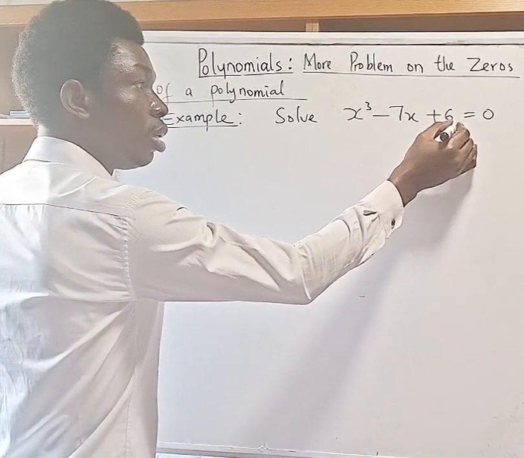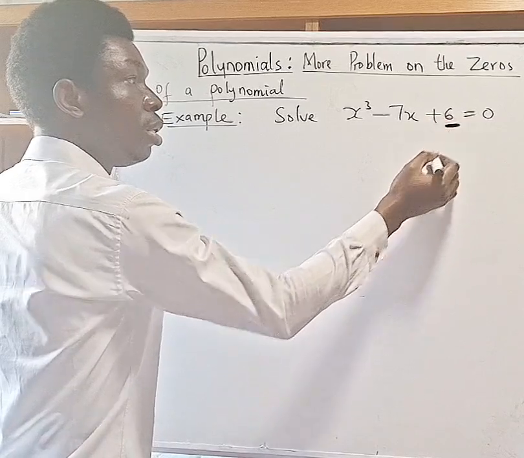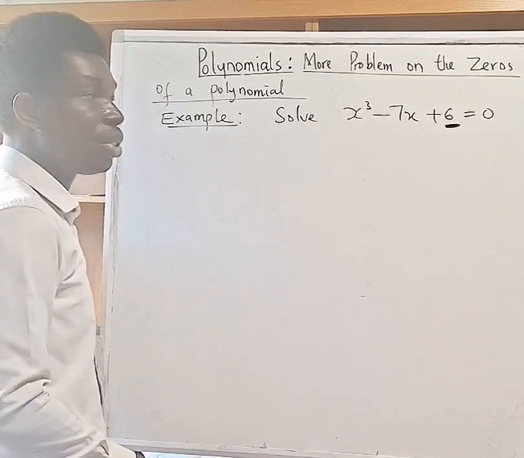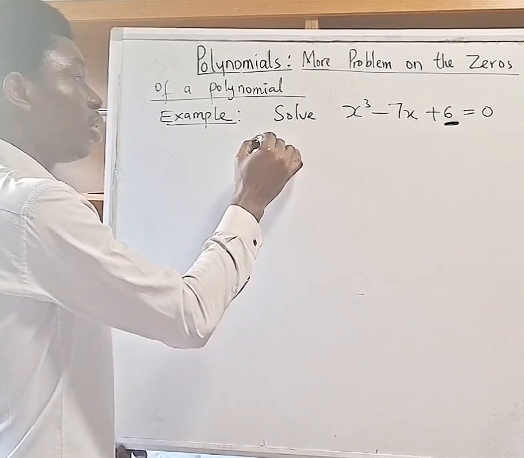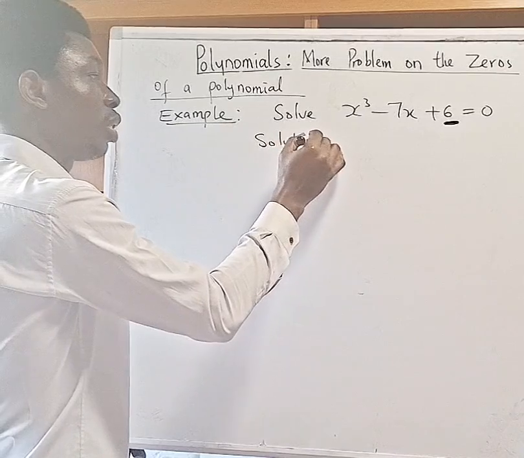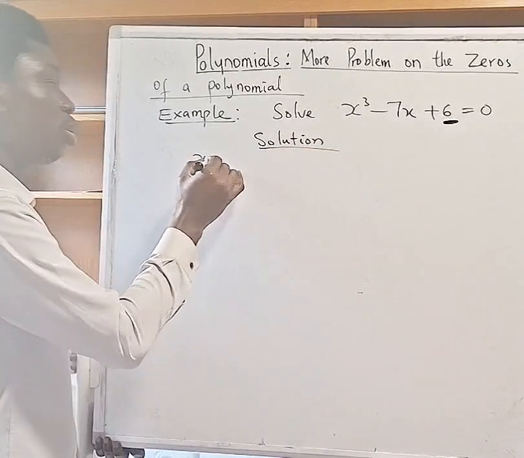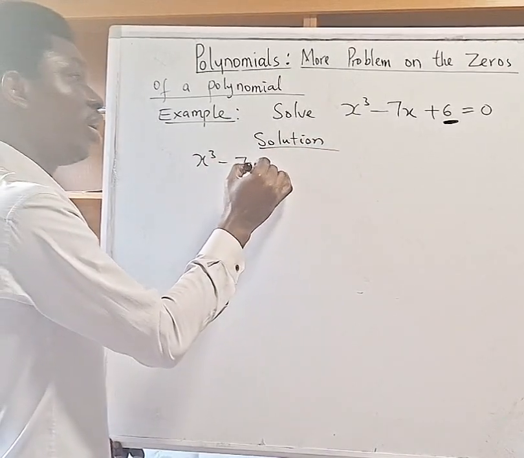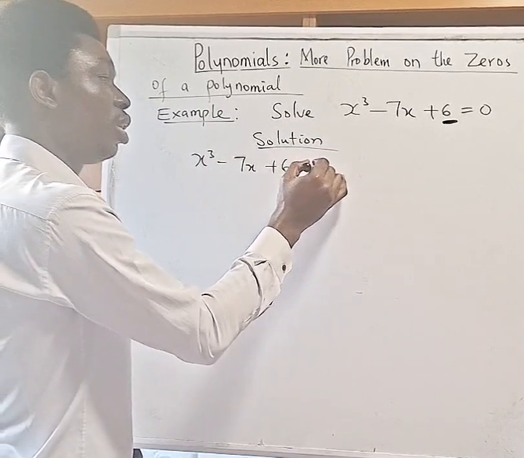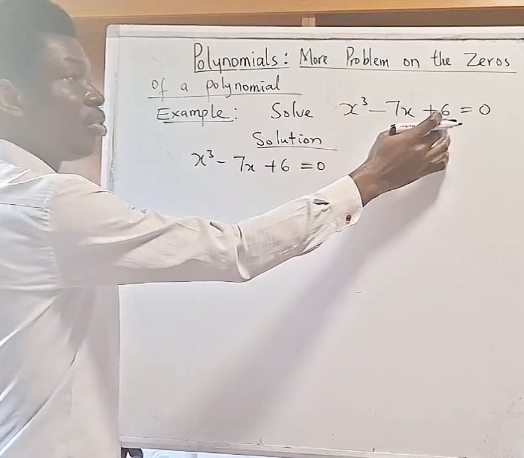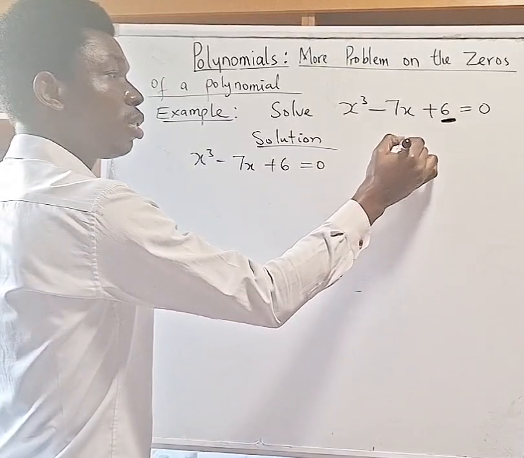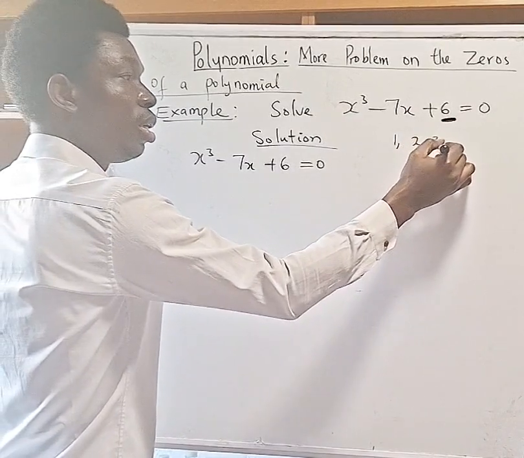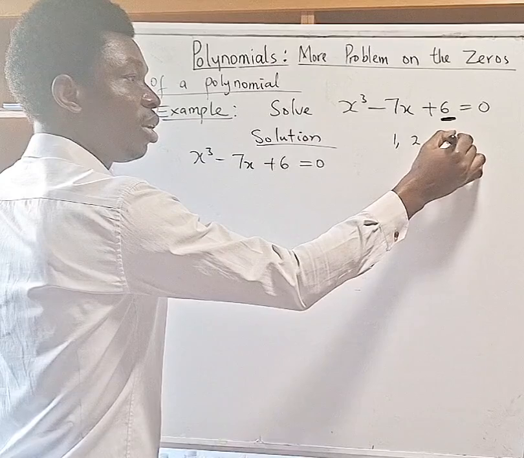See this term here, which is the constant term 6. We try to get the factors of 6. Let's say solution. We have x cubed minus 7x plus 6 equals 0. So we try to get the factors of 6, the constant term, which will be 1, 2, 3, and 6 itself.